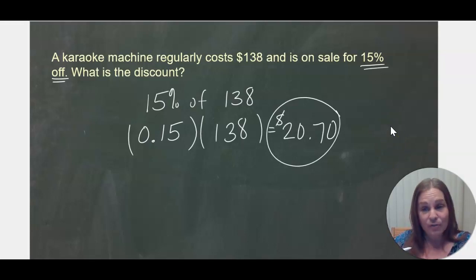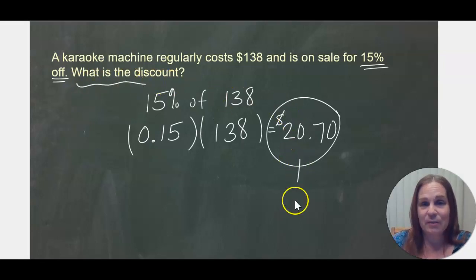$20.70 off. Now, just like the other question, be careful with these discount questions. Sometimes they want to know what's the amount of the discount. Sometimes they want to know what's the final price, which means you would have to take that 138 and take off the $20.70. But in this problem, it just says what's the discount. That's the discount, $20.70.